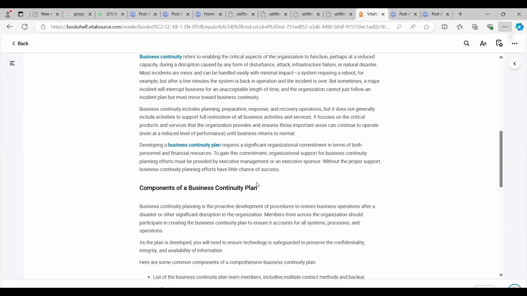So developing a business continuity plan requires a significant organizational commitment in terms of both personnel and financial resources. To gain this commitment, organizational support for business continuity planning efforts must be provided by executive management or an executive sponsor. Without the proper support, business continuity planning efforts have little chance of success. You still want the top management to be involved. If they are not, the probability that you will be able to curb the incident is very slim.